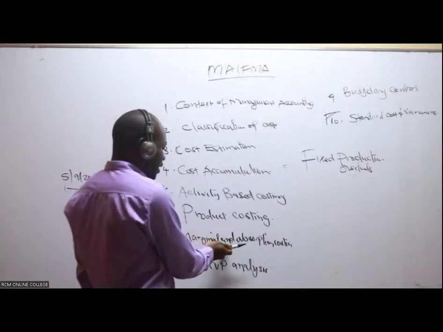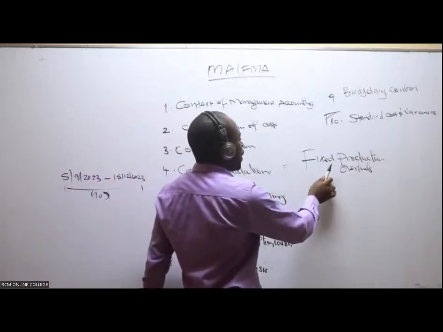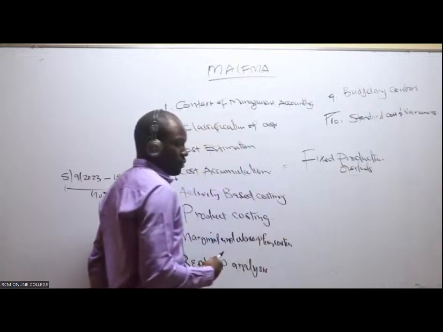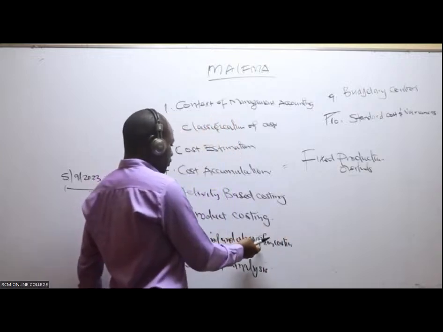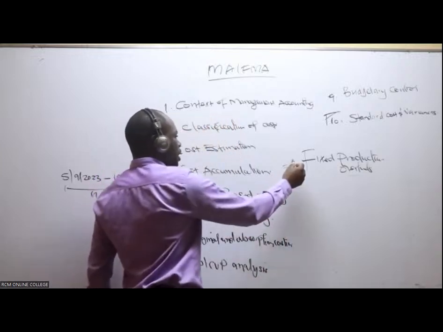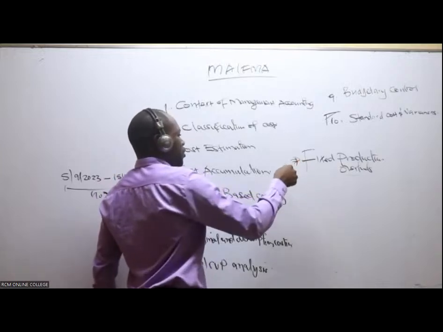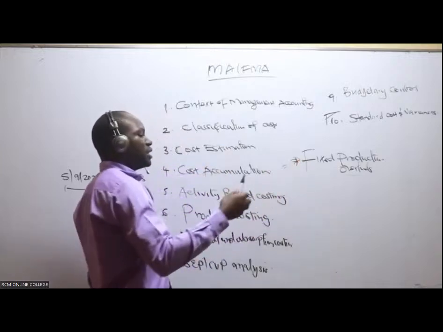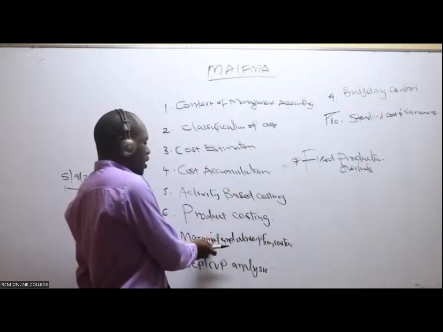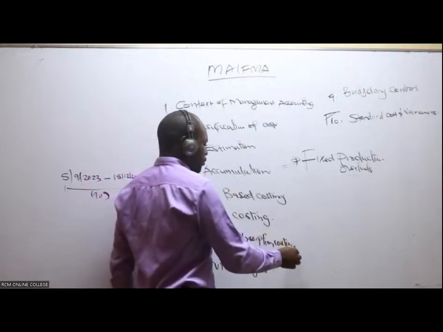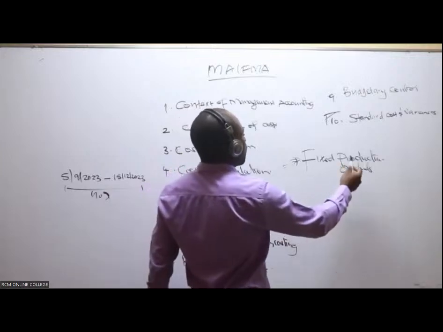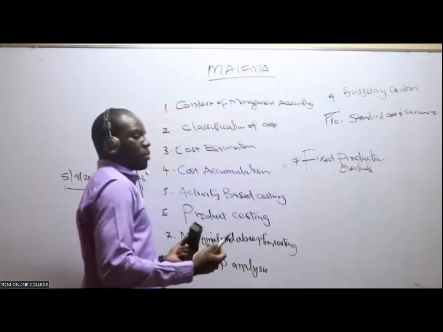Marginal costing says that fixed production overhead is not part of product cost, while fixed production overhead is going to be taken as operating expenses under marginal. Absorption costing says that this fixed production overhead becomes part of the product cost.